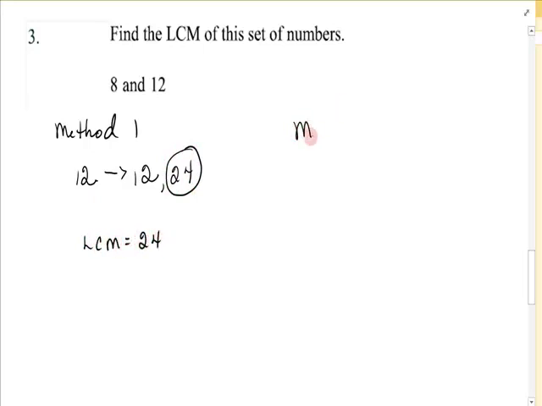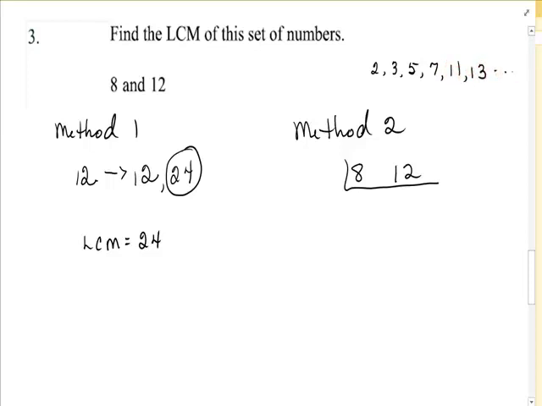My method 2, and you certainly don't have to do them both, you pick the one you want. We're looking at 8 and 12, and we're going to divide by prime numbers. And in case you need to review, prime numbers are 2, 3, 5, 7, 9's not one, but 11 is, 13 is, and I doubt that you need bigger ones. All right, let's go with 2. 2 goes into 8 4 times, 2 goes into 12 6 times.